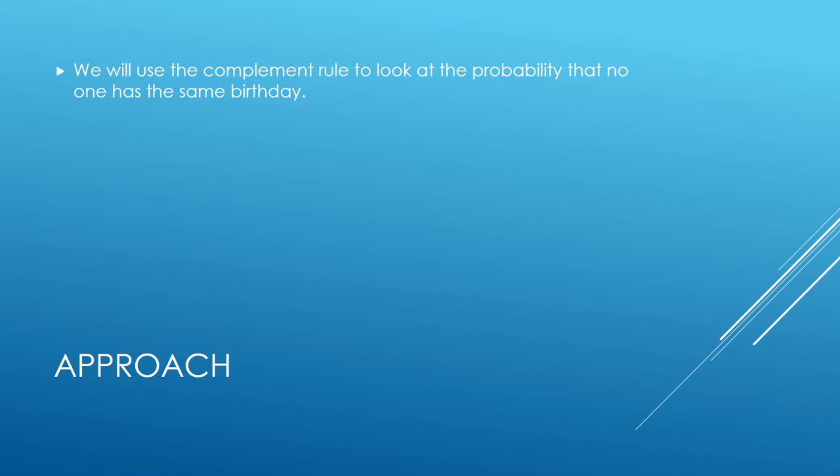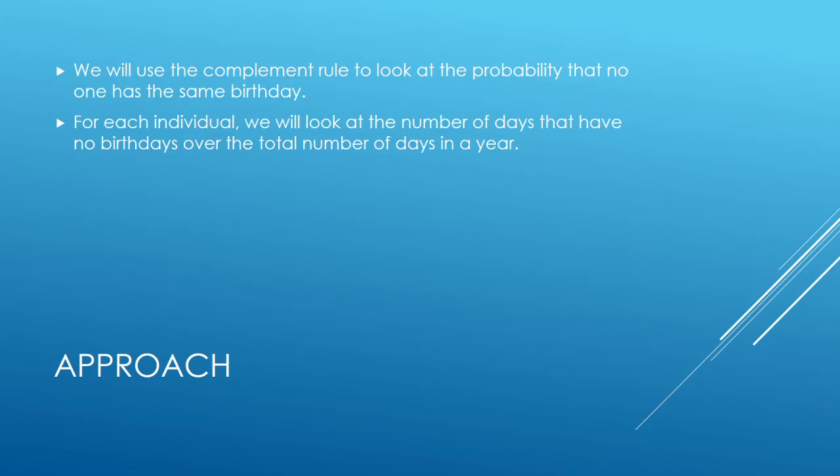Our approach. We will use the complement rule to look at the probability that no one has the same birthday. So in other words, we're going to take 1 minus the probability that no one has the same birthday. For each individual, we will look at the number of days that have no birthdays over the total number of days in a year. This means we will look at all the unique days where no birthdays happen, and that's going to be over the total number of days in a year, which if it's not a leap year, is 365.